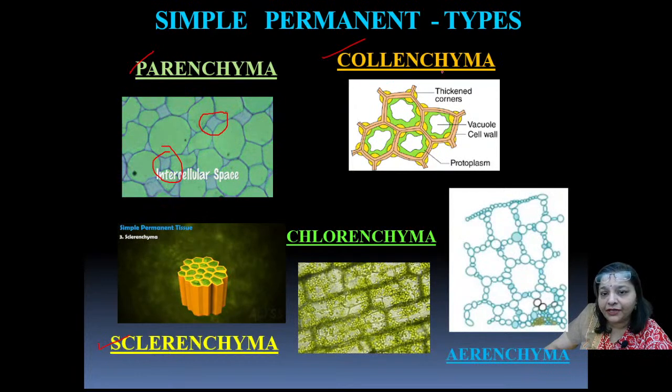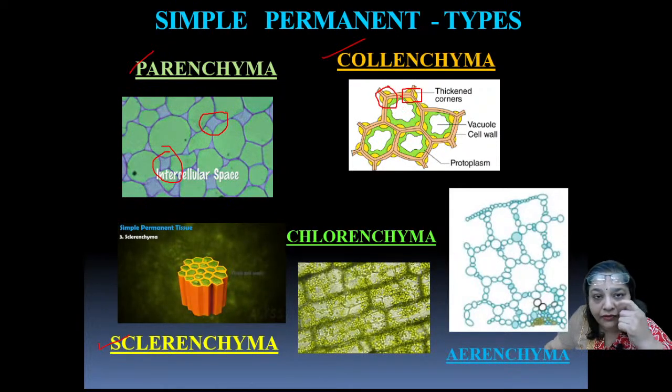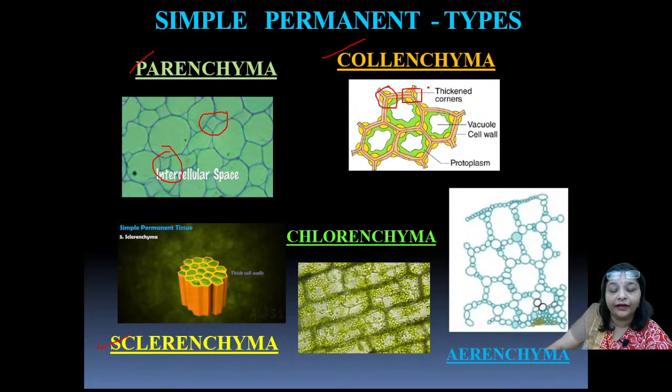Whereas collenchyma tissue is slightly rigid and gives mechanical support to the plant because they contain thickened cell walls, but only at the corners of the cells. You can see here the cell wall is thickened only at this corner of the cell. Such cells with thickened corners are called collenchyma cells. They give mechanical support to the plant.